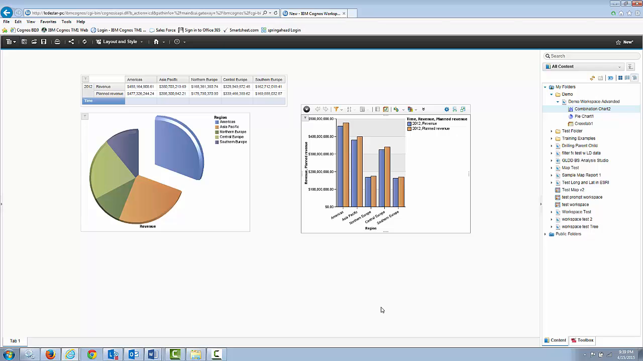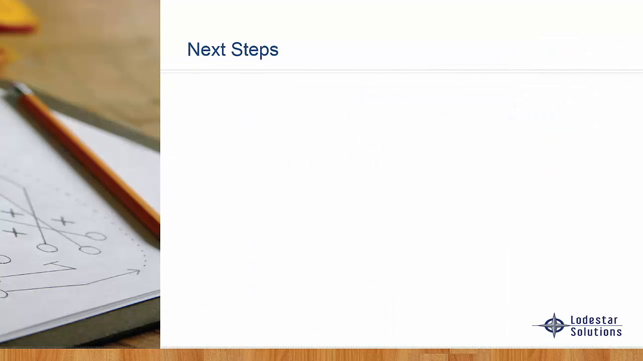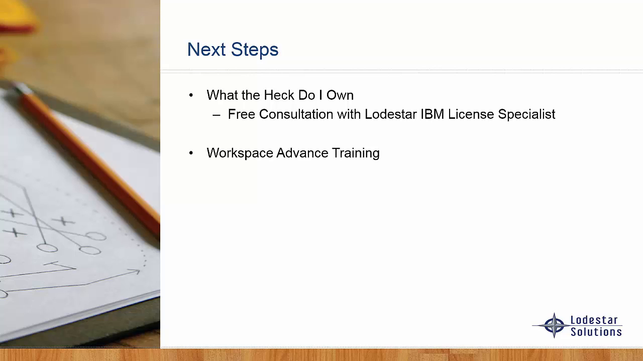Otherwise, let's talk about next steps. Now that you know all about Workspace Advanced and you know all about IBM's plans for the future, what are your next steps? As I stated before, it might be a good idea to take us up on our offer just to look at what the heck do I own. In this presentation, not only do we pull your entitlements and make sure that they're absolutely correct, we also let you know, again, about all that new functionality that's been added to your supersized licensing.